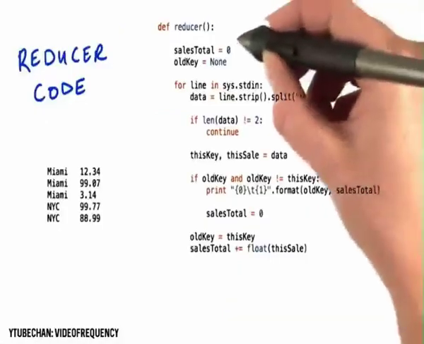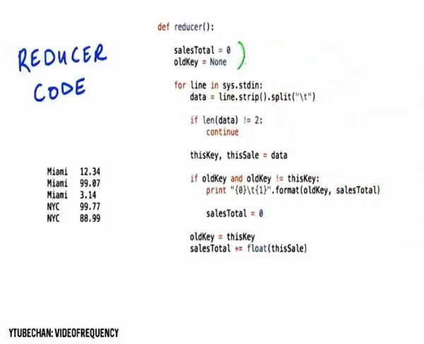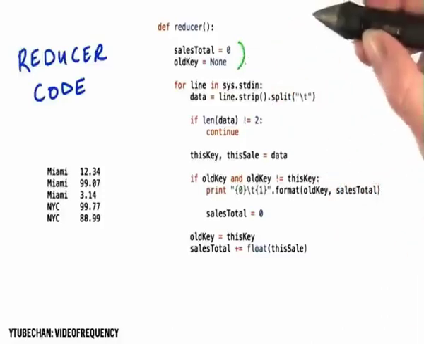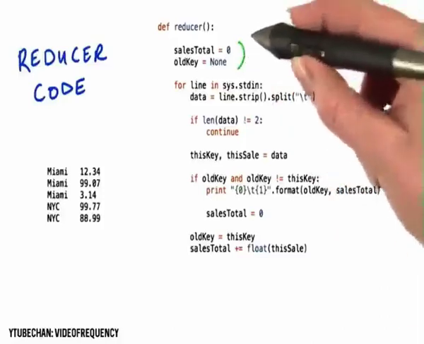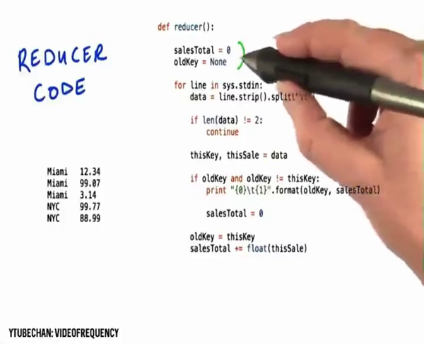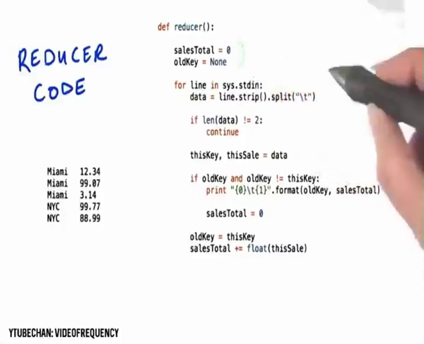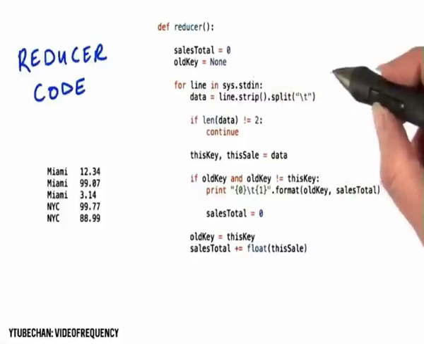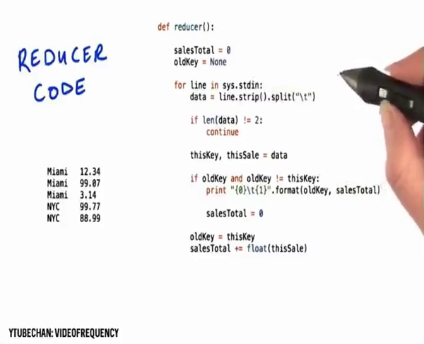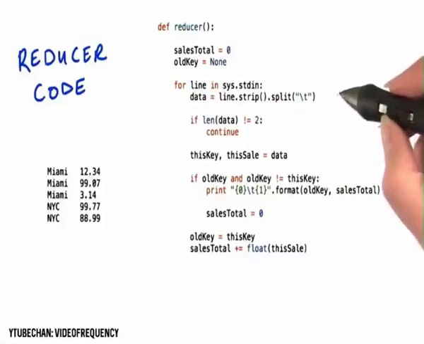Let's step through it. We'll start by setting up a couple of variables. Sales total, which will keep the running total, is initialized to 0. Because we haven't read any keys yet, old key starts at none. Then we start reading from standard input. As with the mappers, we receive a line at a time that's tab delimited. In this case, we expect a store name, a tab, and one of the sales.